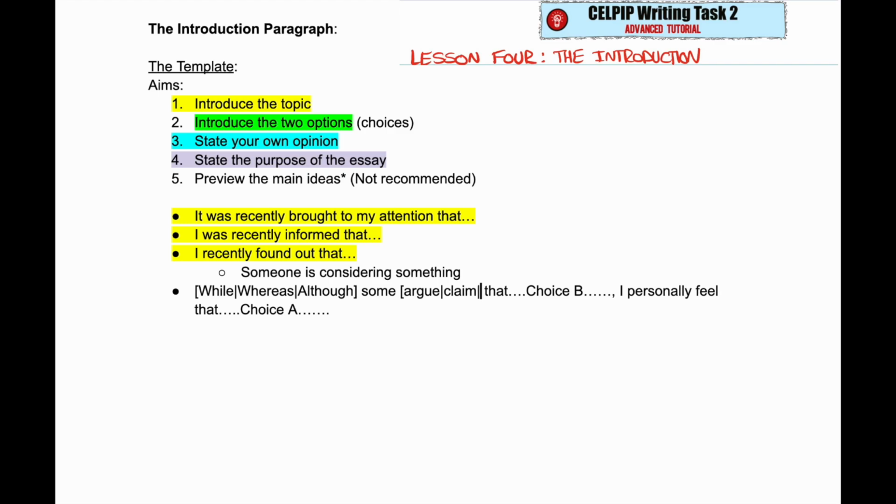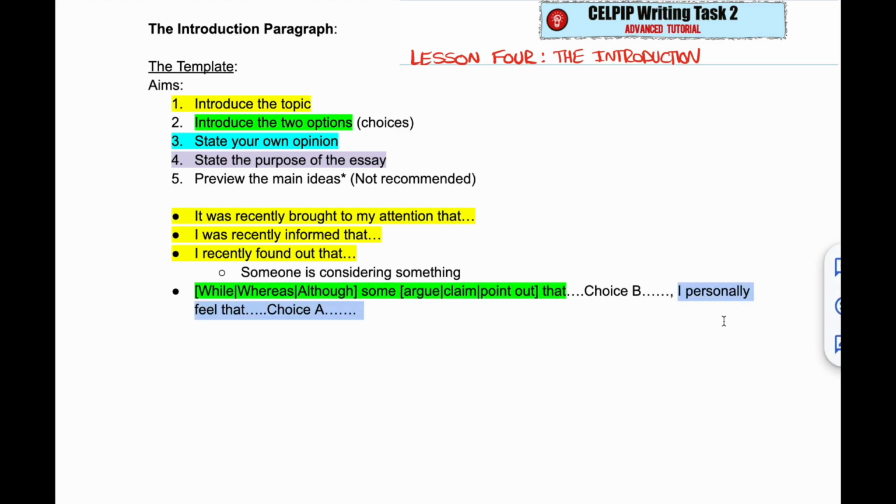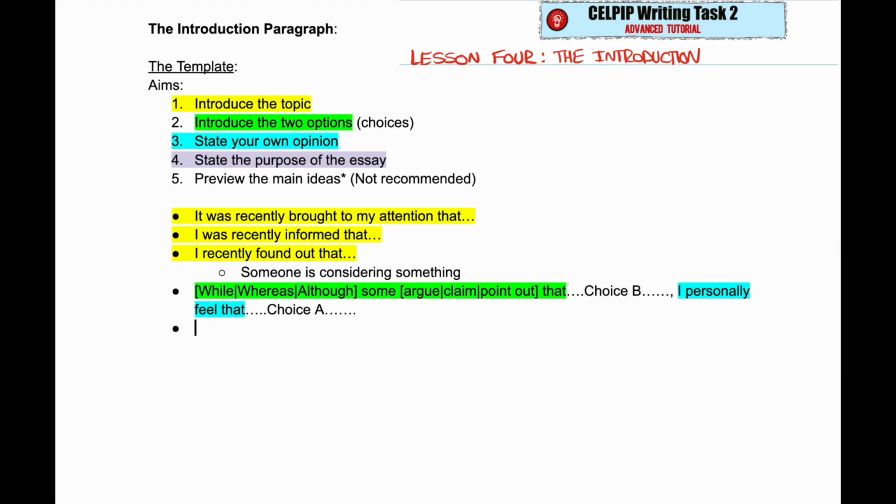For instance, you could say, while some argue that, or while some point out that. Okay, so we've introduced the topic, reviewed the two sides, and given our own opinion. Now what? Well, it's now time to state the reason for writing the essay. For this, you can use one of the following forms. You could say, I will explain my reasons in the following paragraphs. Alternatively, you could say something like, I will proceed to justify my choice in the following.